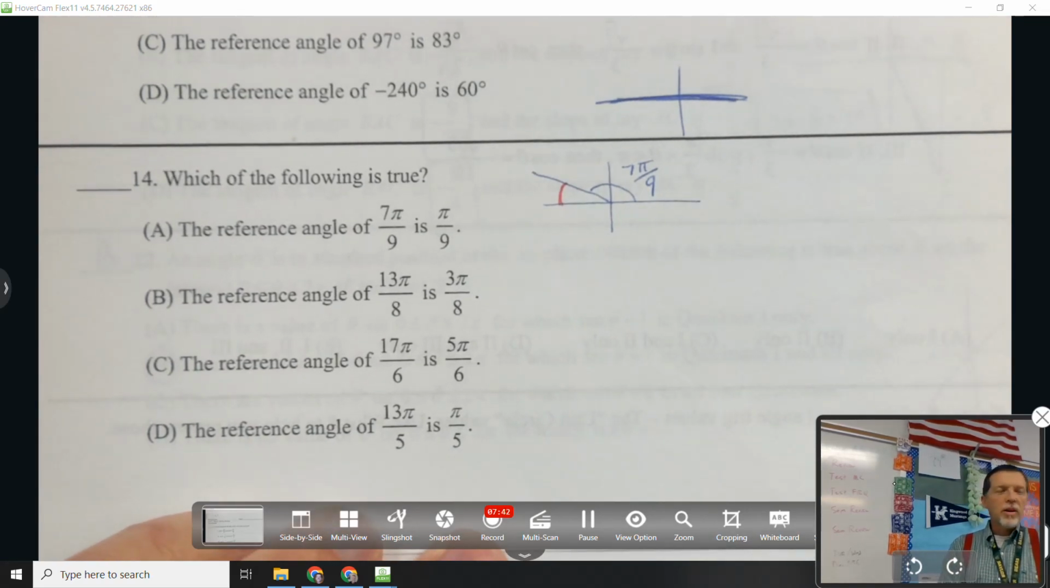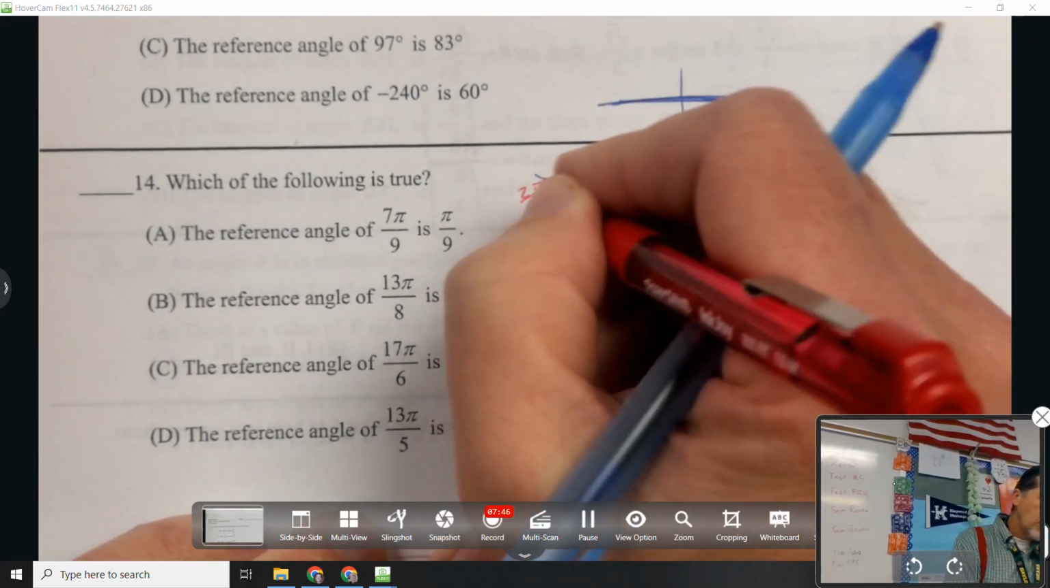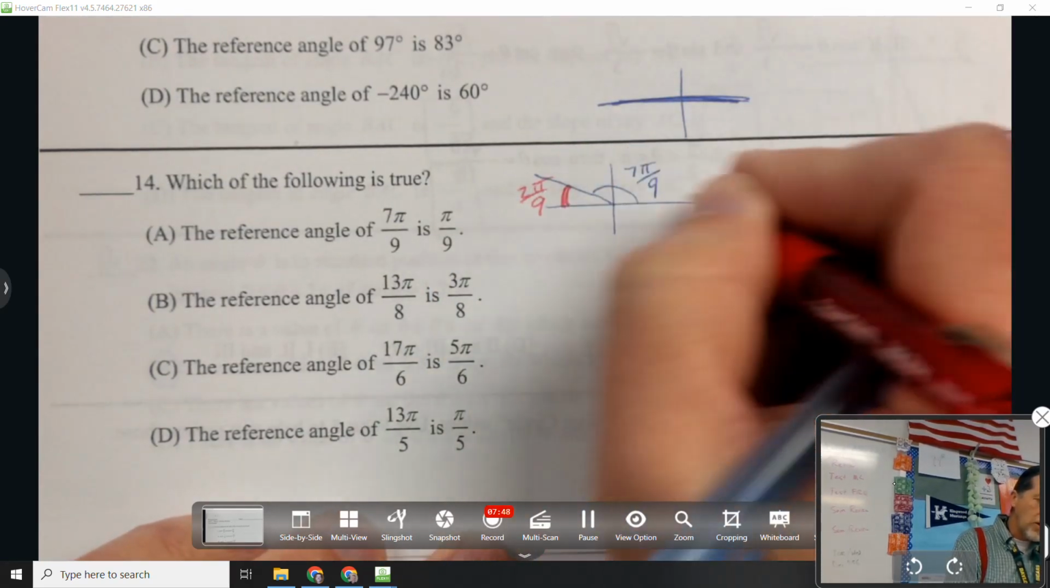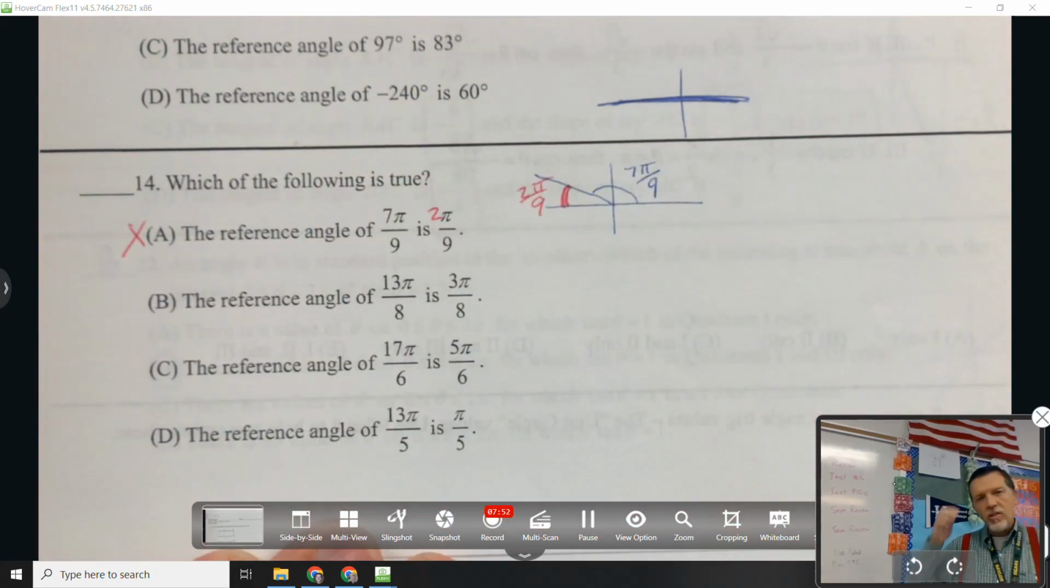We went 7 pi over 9. I'm 2 pi over 9 short. So that means I'm 2 pi over 9 away from the x-axis. So statement A is wrong. It should be 2 pi over 9.